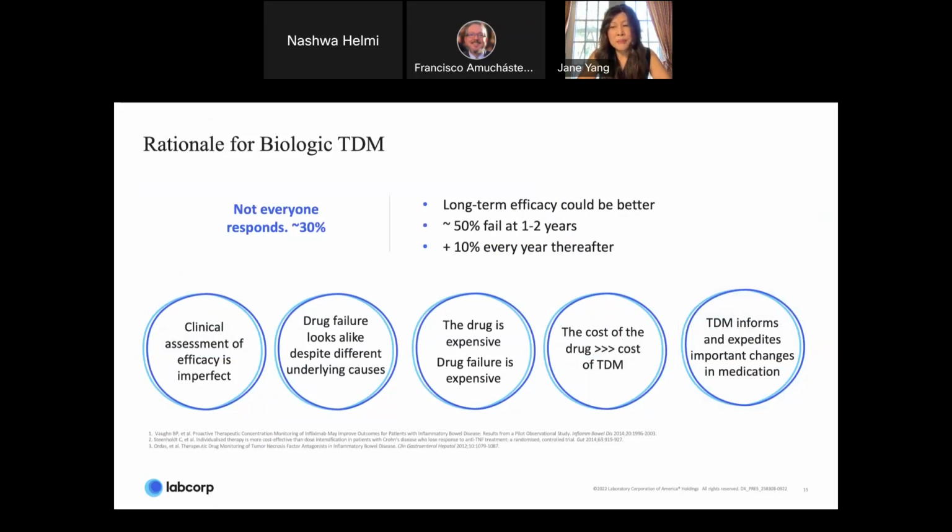So to me, biologic TDM is a valuable and very underutilized tool. And there's really no downside to doing the biologic TDM. It should be used to inform the underlying mechanisms at play and to expedite decisions around medications: how to optimize dosing, how to determine co-therapies, and how to guide biologic switching.